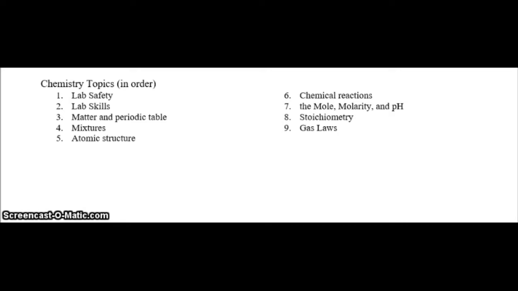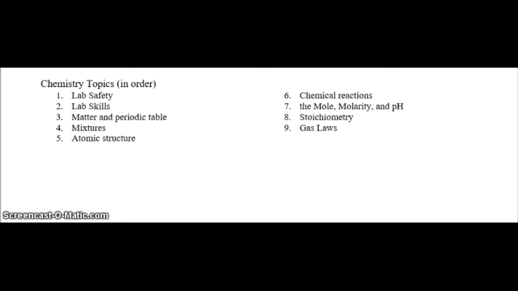Unit 7, we're going to focus on the mole, molarity, and pH. We'll look at how we can measure the amount of material without it being a count. We can look at the comparison of the strength of two different liquids made of the same chemicals, and we'll look at the relative strengths of acids and bases and how we measure those, as well as doing our famous tie-dye lab during this unit.